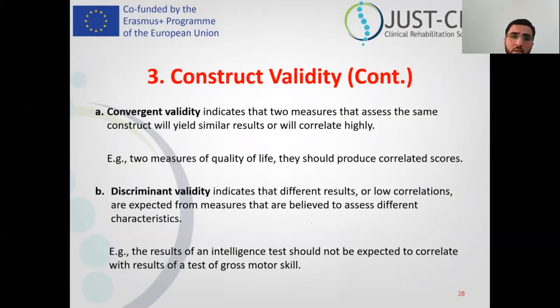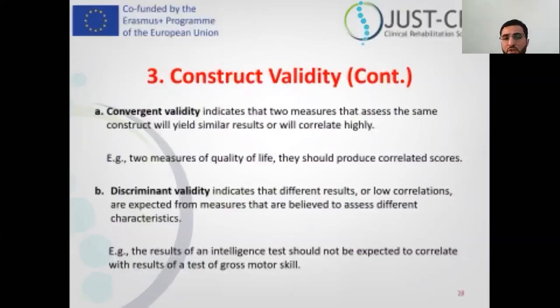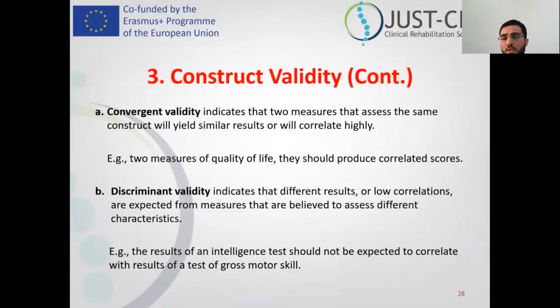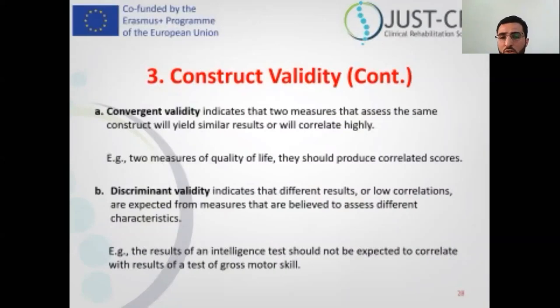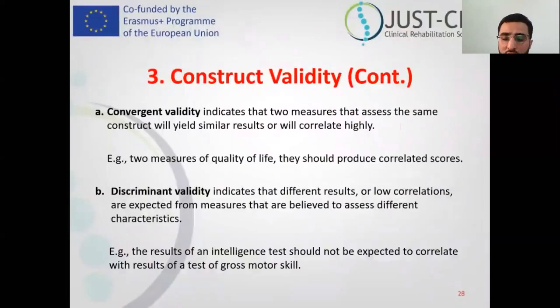So the first one confirms convergent validity, that my newly developed outcome measure really measures the health outcome when I correlate it with a pre-established outcome measure that measures the same construct. Whereas discriminant validity tells me that my newly developed outcome measure does not correlate with another outcome measure that measures another completely different construct.